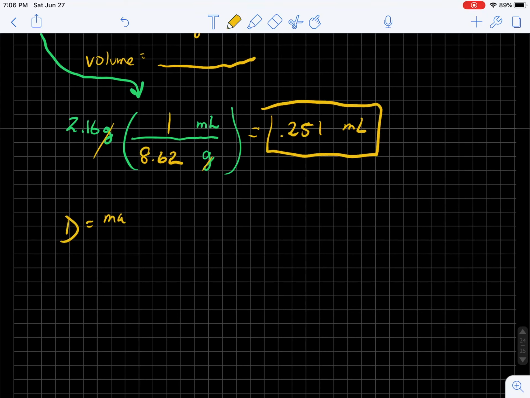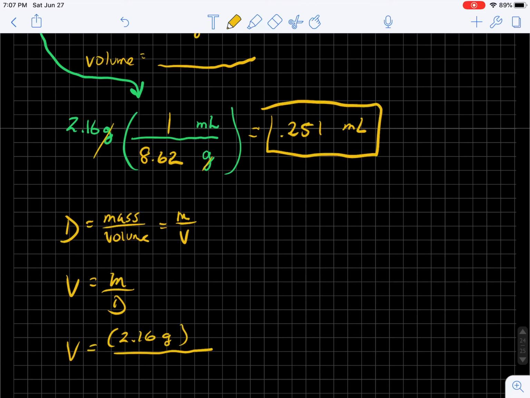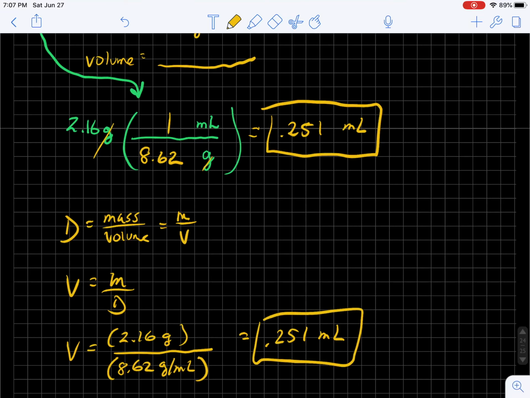Now, could we have done that formula-based? Absolutely. Let's do the same problem formula-based. We know that the density is mass divided by volume, right? Let's abbreviate that, M divided by V. And let's solve for V. So if we solve for V, we get V is equal to mass divided by density. Now we substitute in: volume equals mass, 2.16 grams, divided by density, 8.62 grams per milliliter. The grams cancel, we're left with milliliters, and we still get 0.251 milliliters. All right, so either way would work in this particular case.